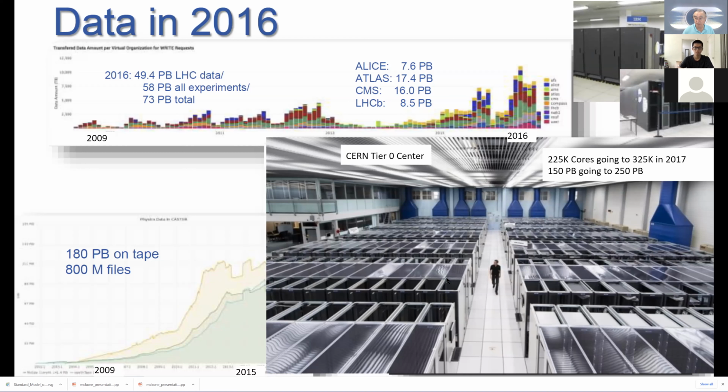And here is the tier 0 center, which was now up to 300,000 cores and 250 petabytes of storage. Of course, this just looks like a cloud. If you took a picture of an Amazon or Google data center or Microsoft Azure data center, they'd look like this. So effectively, CERN Tier 0 is a cloud. It's a cloud funded by the European Union and devoted, not totally, because CERN does other things, but a lot of this Tier 0 center is devoted to the LHC.